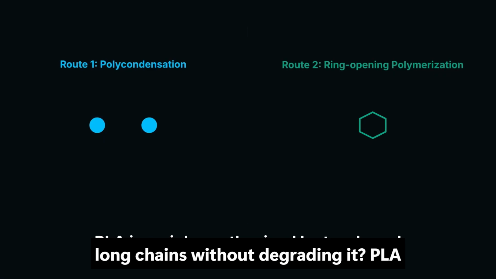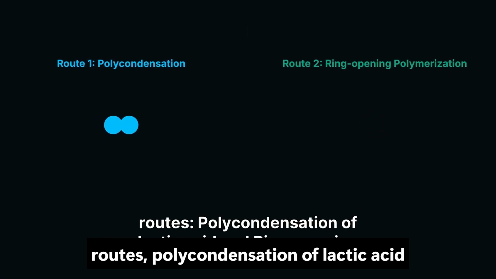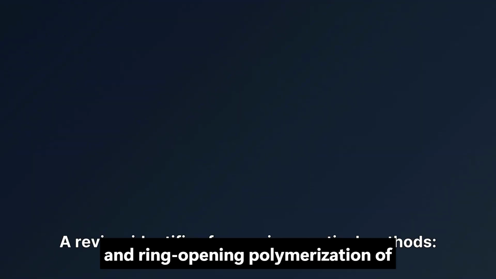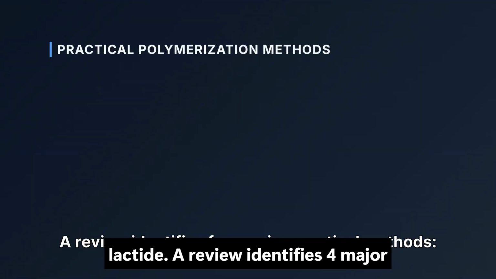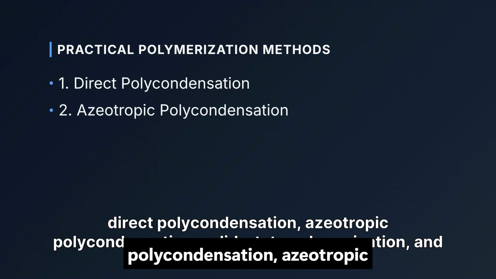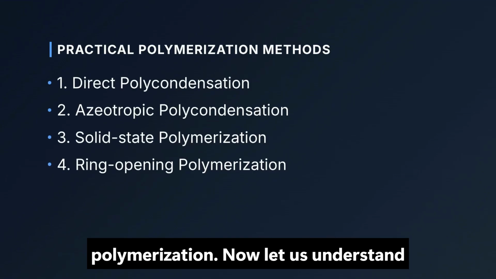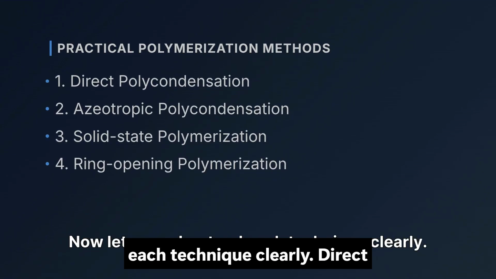PLA is mainly synthesized by two broad routes: polycondensation of lactic acid and ring-opening polymerization of lactide. A review identifies four major practical methods: direct polycondensation, azeotropic polycondensation, solid-state polymerization, and ring-opening polymerization. Now let us understand each technique clearly.